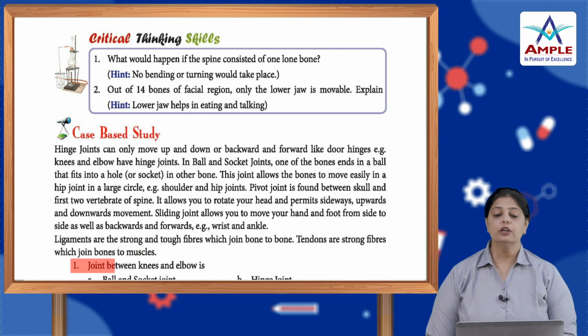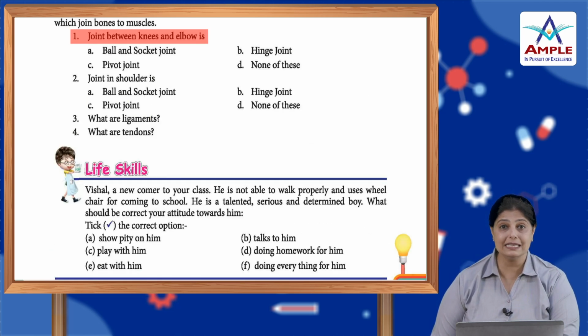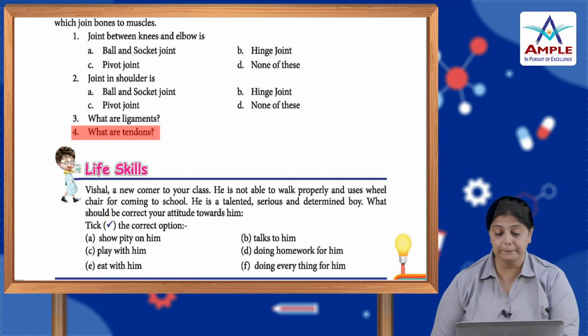Okay. Now, what is the joint between your knees and elbows called? Hinge joint. Joint in shoulder is ball and socket joint. Okay. What are ligaments? They are strong and tough fibers that join bone to bone. And what are tendons? They are the strong fibers which join bones to muscles.